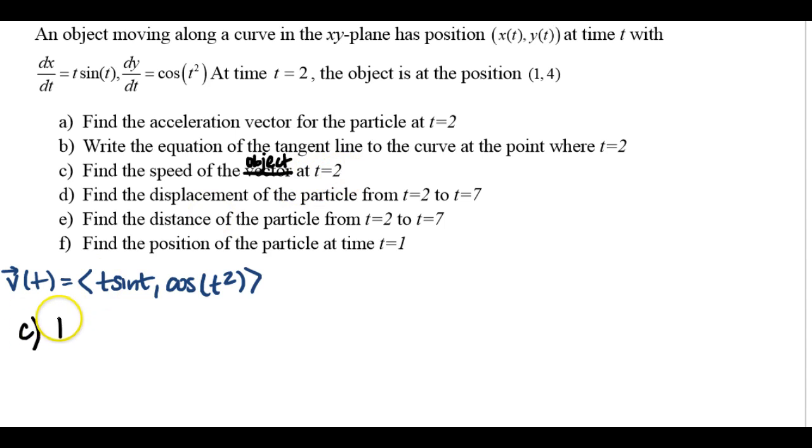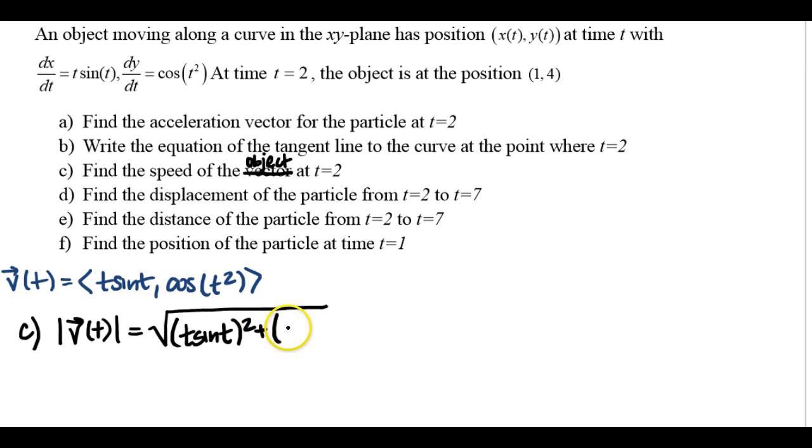So let's remember speed is the absolute value of velocity, but velocity is a vector. So that means I'm looking for the norm or the magnitude. And the formula for that is x prime of t squared. Well, x prime of t is dx dt. So we're looking at t sine t squared plus y prime of t, or dy dt. That's cosine t squared squared. And all of that's underneath the square root. And I want the speed at t equals 2.